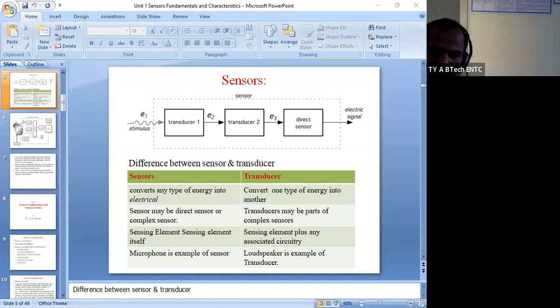Srishti Jagdale, try to unmute yourself and answer. Okay, answer is right. Try to unmute yourself. Okay, have you completed this diagram?